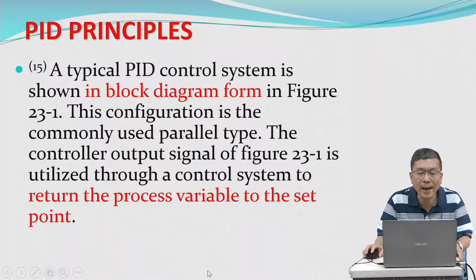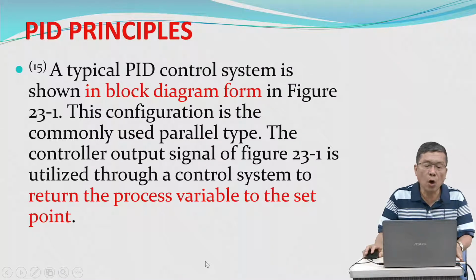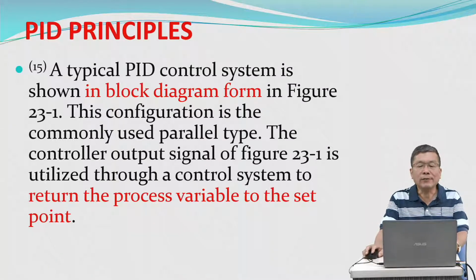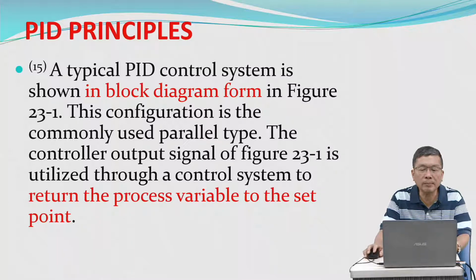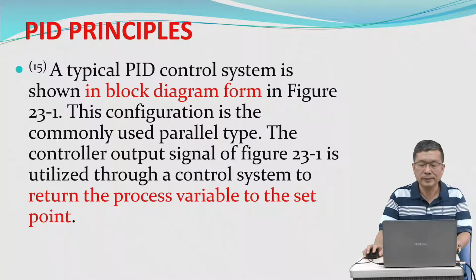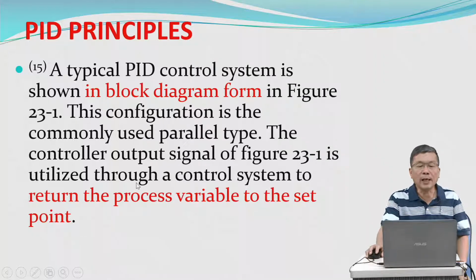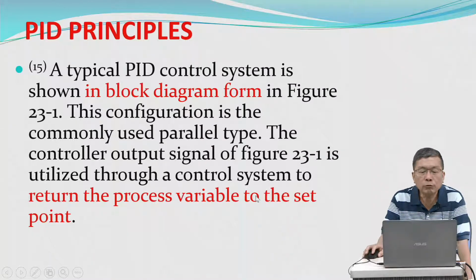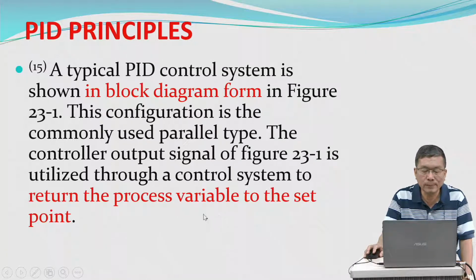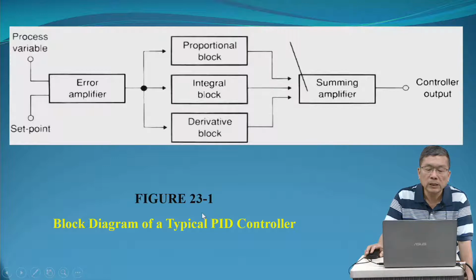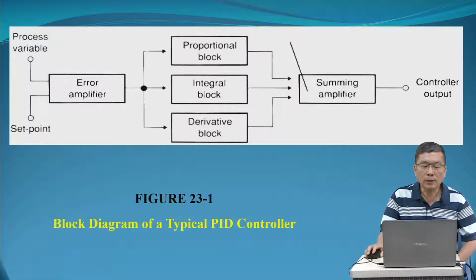A typical PID control system is shown in block diagram form in figure 23.1. This configuration is the commonly used parallel type. The controller output signal of figure 23.1 is utilized through a control system to return the process variable to the set point. This figure shows the block diagram of a typical PID controller.